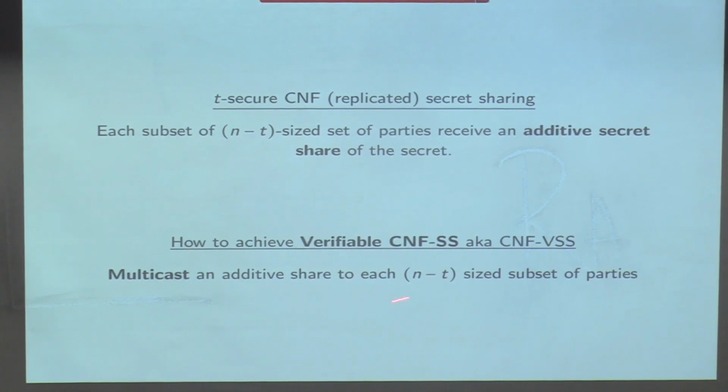So here is a way to do verifiable secret sharing. To each n-t subset in the output clients, you send an additive secret share. You multicast it. What does multicast mean? That it's like broadcast, but to a specific subset. So to every n-t size subset, you multicast an additive secret sharing of the message. This is going to do CNF VSS by the definition. Is that okay?